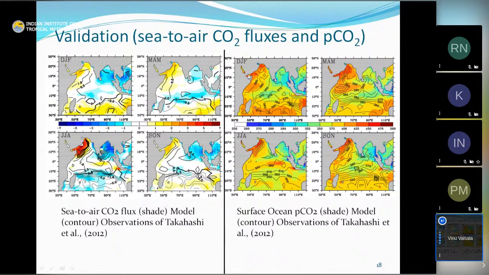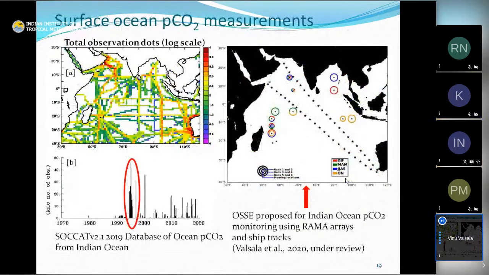Now in the right panel you can see the pCO2 itself between the model and observation. The contour is from Takahashi and the color is the model concentration of pCO2. They are also reasonably matching and their seasonal cycle is comparable. This also has been analyzed in our previous work, how seasonality improves in the Indian Ocean by new parameterization of compensation depths in the ocean in this particular model protocol. We have analyzed that.